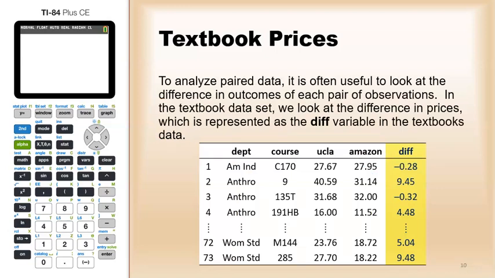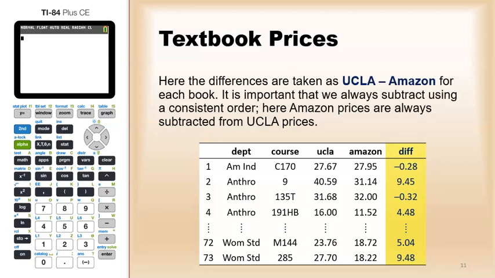To analyze paired data, we don't really care so much about the individual prices, the individual values of the group. What we are interested in is the differences between those two variables. So even though we have UCLA's prices and Amazon's prices, what's really important to us are the differences between them. So that last column. So here the differences are taken to be UCLA minus Amazon for each book.